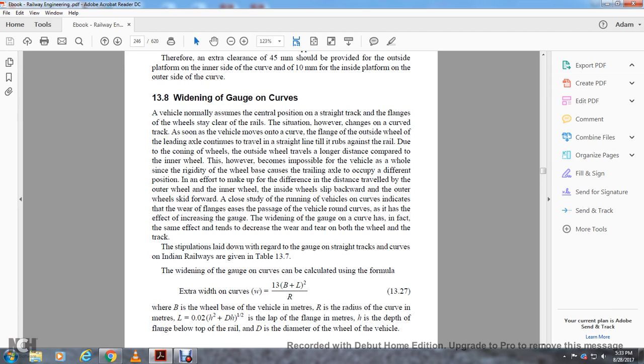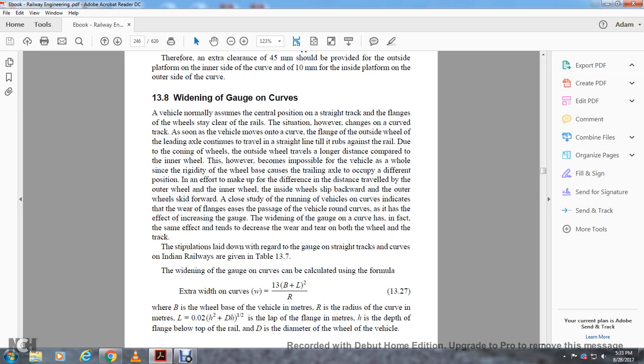In an effort to make up the difference in the distance traveled by the outer wheel and inner wheel, the inside wheel slips backward and the outside wheel slips forward. A close study of vehicles running on the curve indicates that the wheel flange eases the passage of the vehicle on curves, as it has the effect of increased gauge. The widening of the gauge on the curve has the same effect and tends to decrease the wear and tear on both wheels and the track.